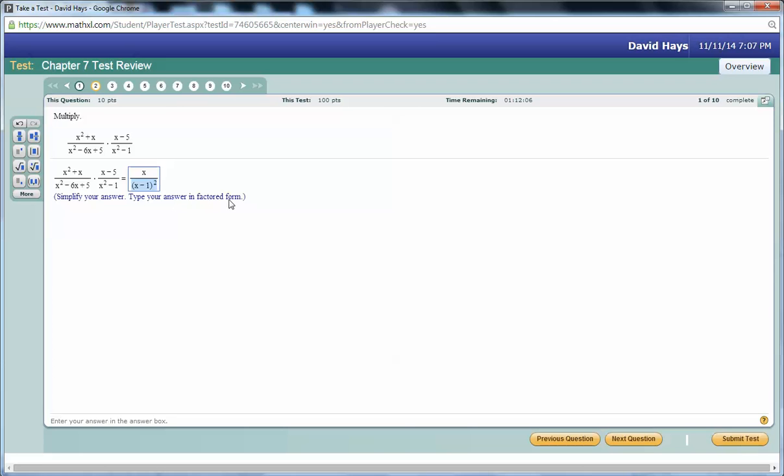Type your answer in factored form. I wonder if it wants x minus 1 times x minus 1. We'll try that. Okay, let's take a look at this one.